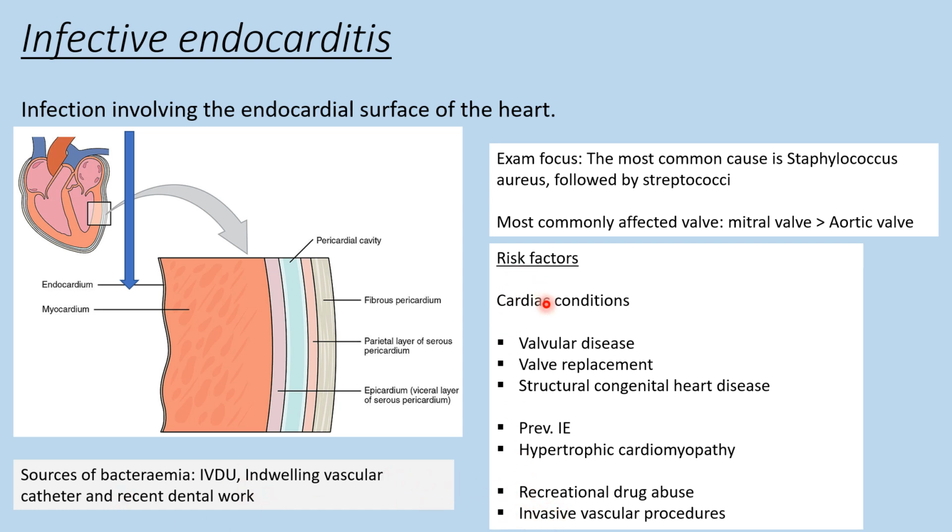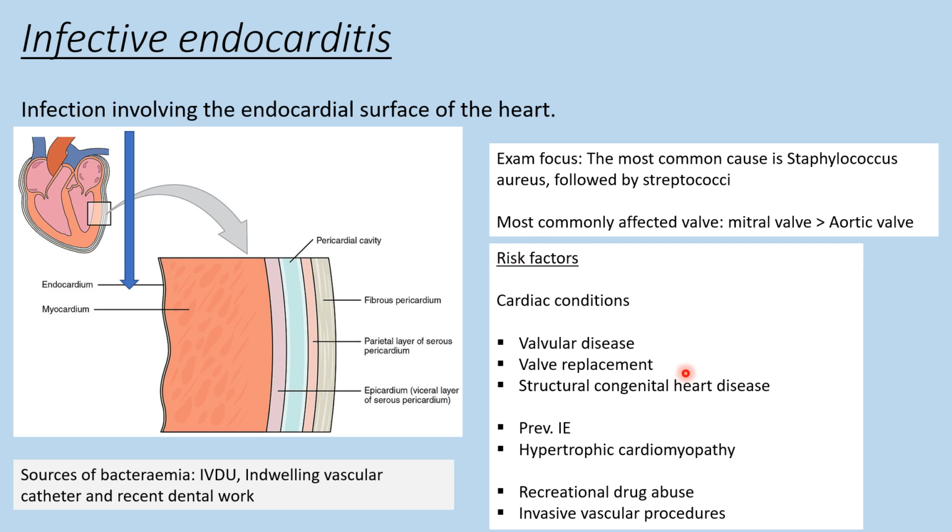Other cardiac risk factors could be the patient has valvular disease or had a previous valve replacement. They have a structural congenital heart disease or a previous infective endocarditis, or they have hypertrophic cardiomyopathy. Knowing these risk factors is really, really important for you to have a clue that this could be this condition.